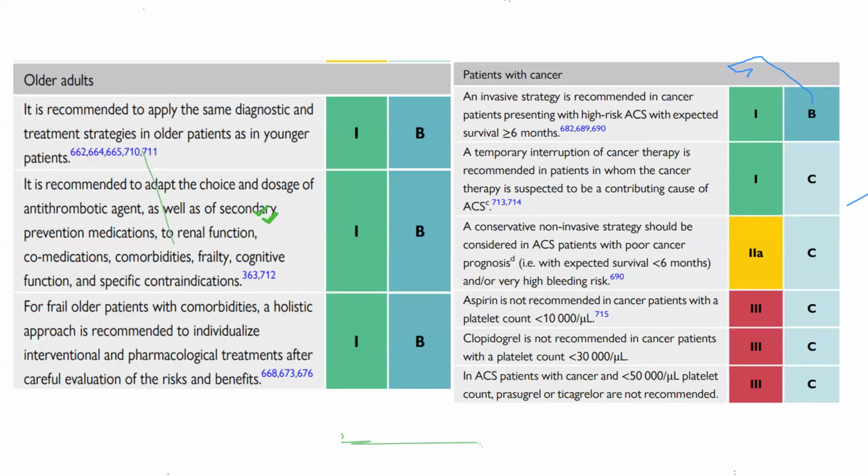In older adults, it's recommended to apply the same diagnostic and treatment strategies as in young patients. It is recommended to adapt the choice and dosage of antithrombotic agents as well as secondary preventive medications to renal function, comorbidities, frailty, cognitive function, and specific contraindications. For frail older patients with comorbidities, a holistic approach is recommended to individualize interventional and pharmacological treatments after careful evaluation of the risks and benefits.